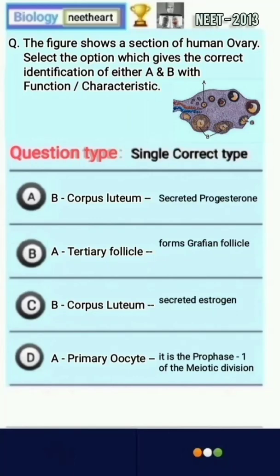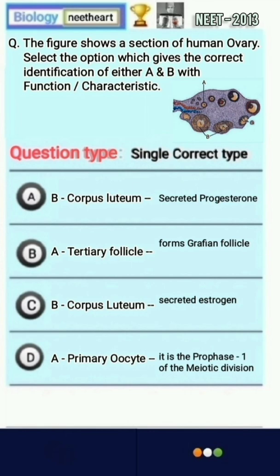The figure shows a section of human ovary. Select the option which gives the correct identification of either A or B with function or characteristic. Option A, B, corpus luteum secretes progesterone.